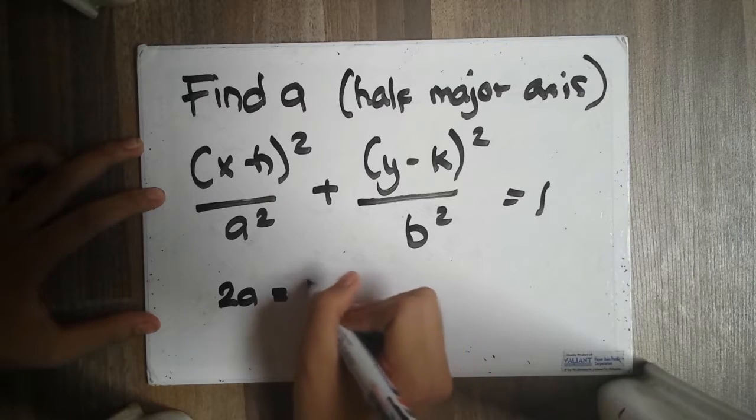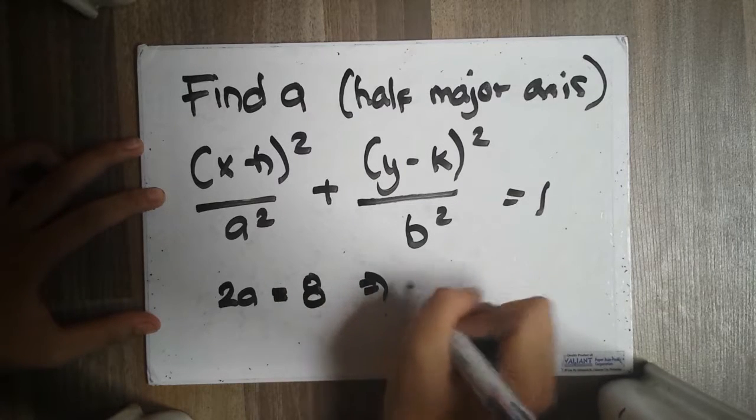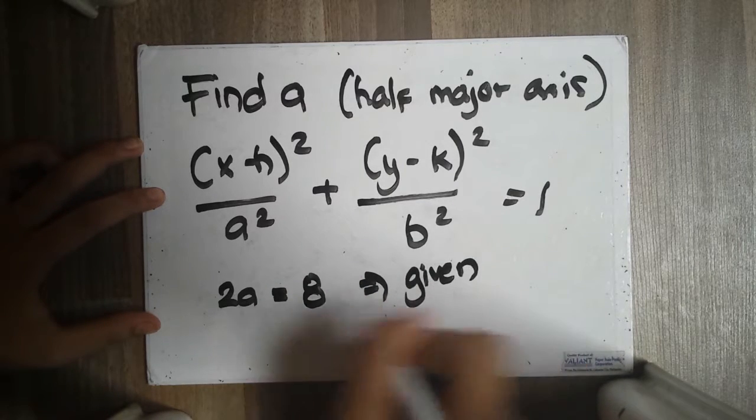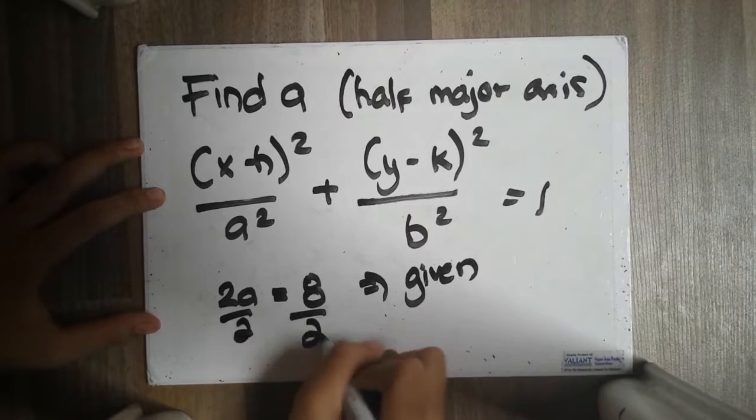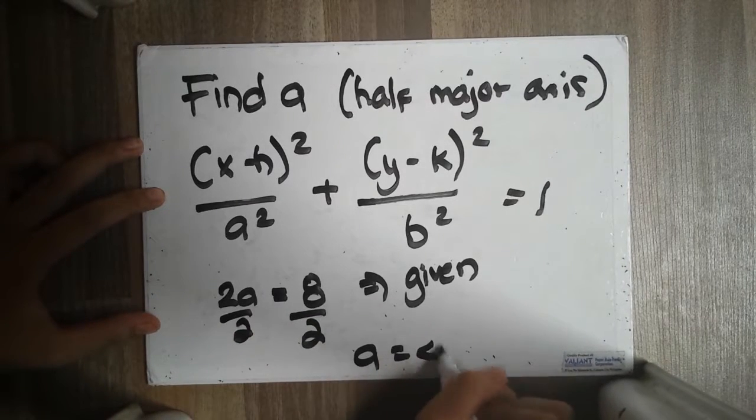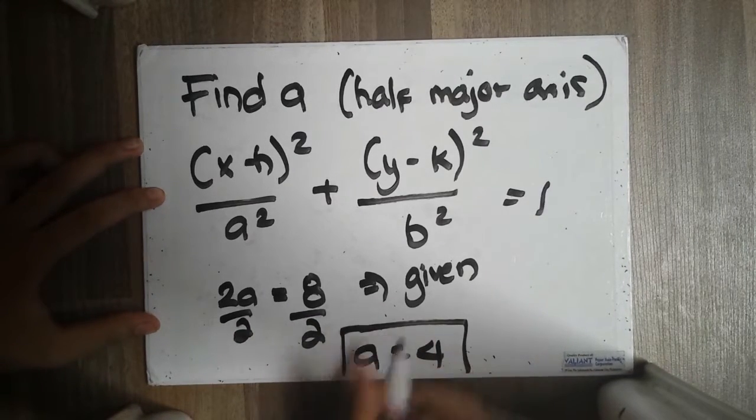Since we already know that 2a, or our major axis, is equal to 8, we just divide it by 2. Our a then becomes 4.